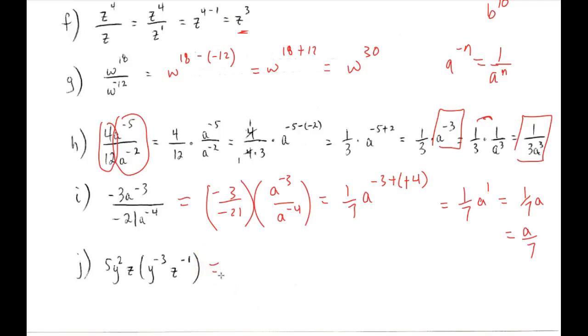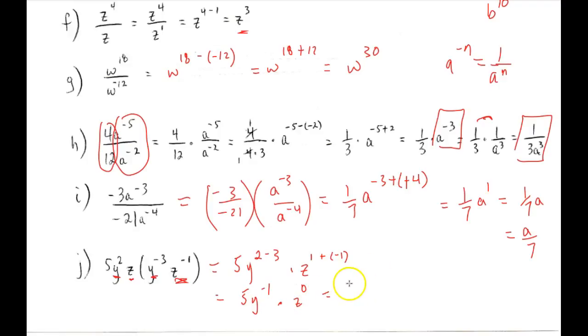And now lastly, we have just 5 by itself here. Since we're multiplying, we're going to multiply y to the 2nd power times y to the negative 3 power, which will end up being y raised to the 2 minus 3 times z to the 1 plus negative 1. Handle these two here. Of course, this will be 5y raised to the negative 1 times z raised to the 0.